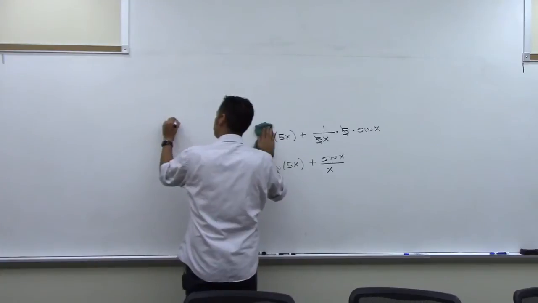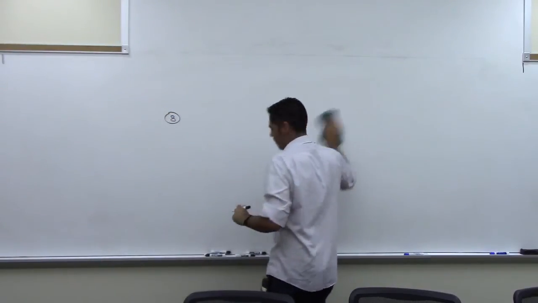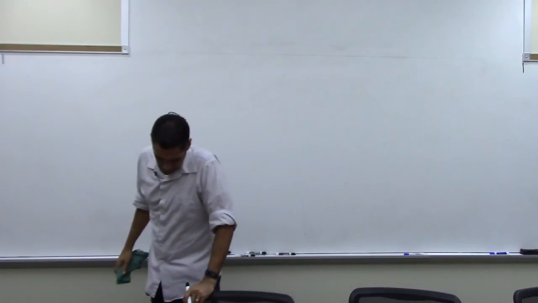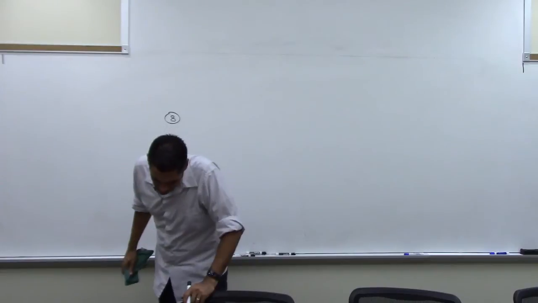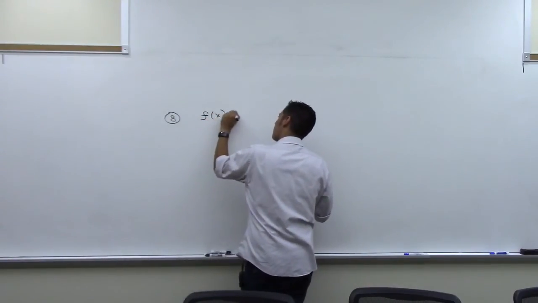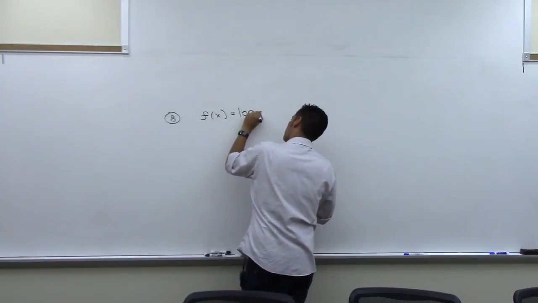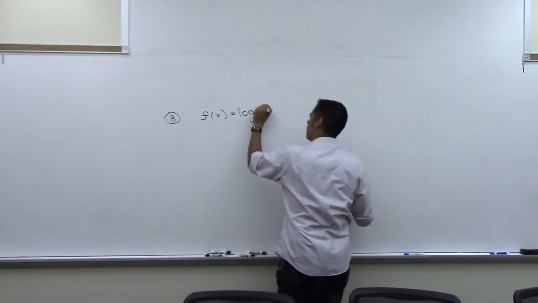8. I got to go all the way to 15. All right, f of x is log base 5 of x times e to the x.